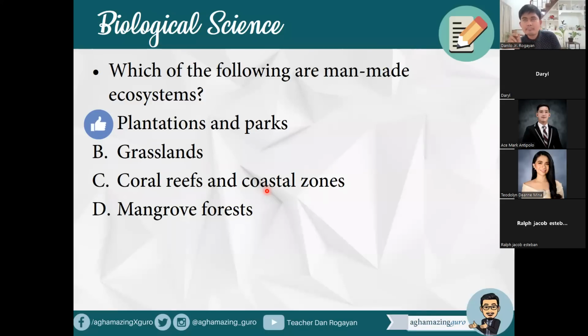Ano ba yung brine? Brine is actually the solution of water and salt. So pag nakita sa board exam, which of the following is a type of solution? Ang sasagot, brine. Because brine is composed of salt and water.